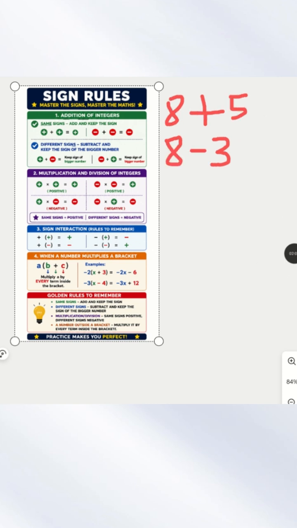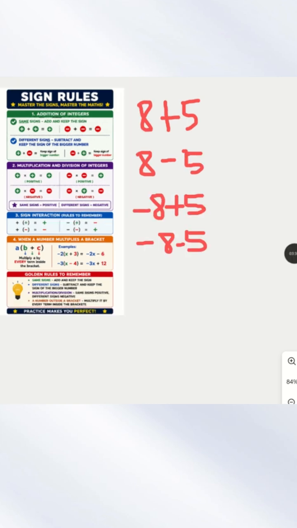Now let's look at the first sign rule. When you come to adding and subtracting numbers, the rule says that if the two numbers are positive, at the end the sign will be positive. Looking at this example, you have 8 plus 5. You can see that this 8 is positive, this 5 is positive. You simply add them together and the answer will be positive. So 8 plus 5 will give you 13.